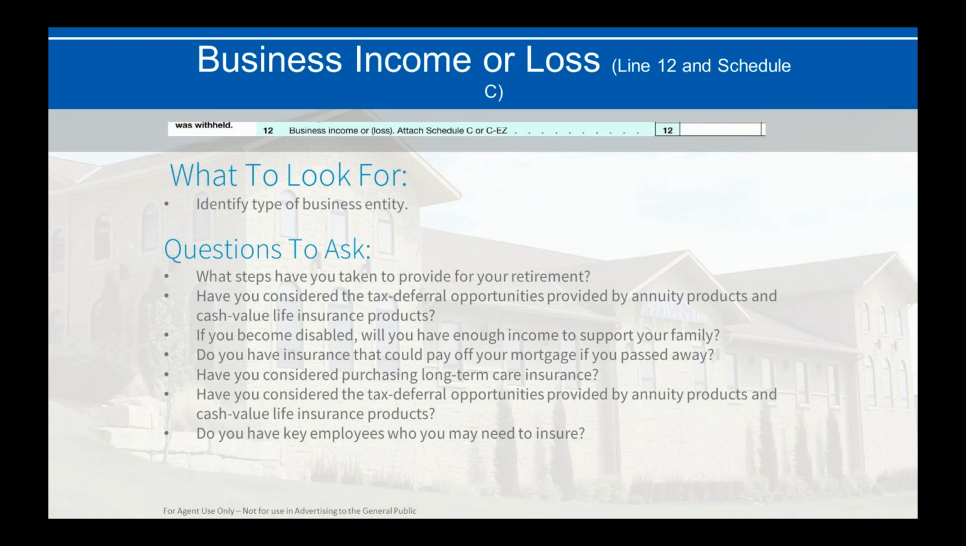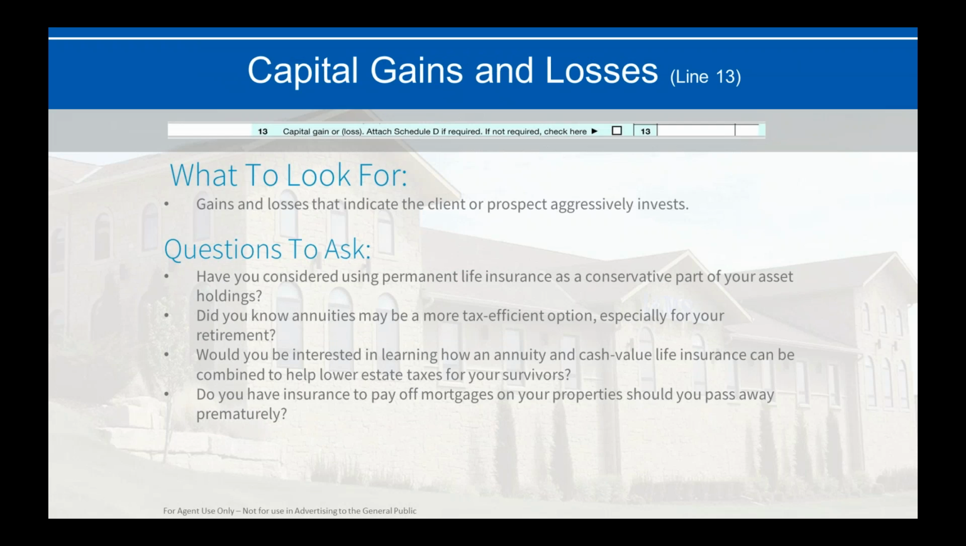Moving on, we've got capital gains and losses, line 13. This might show if the client's investing aggressively, it might not. It might just not have performed well. Gains or losses. And this would be an opportunity to talk about fixed annuities.